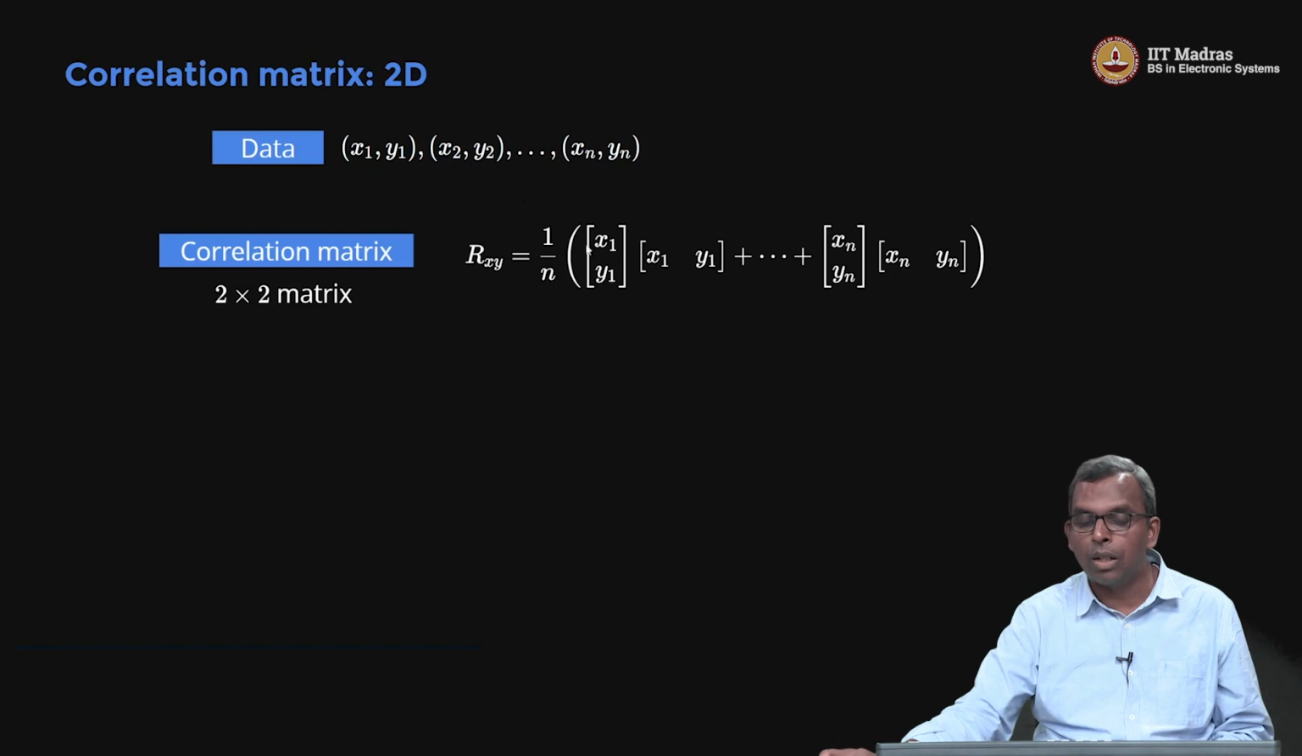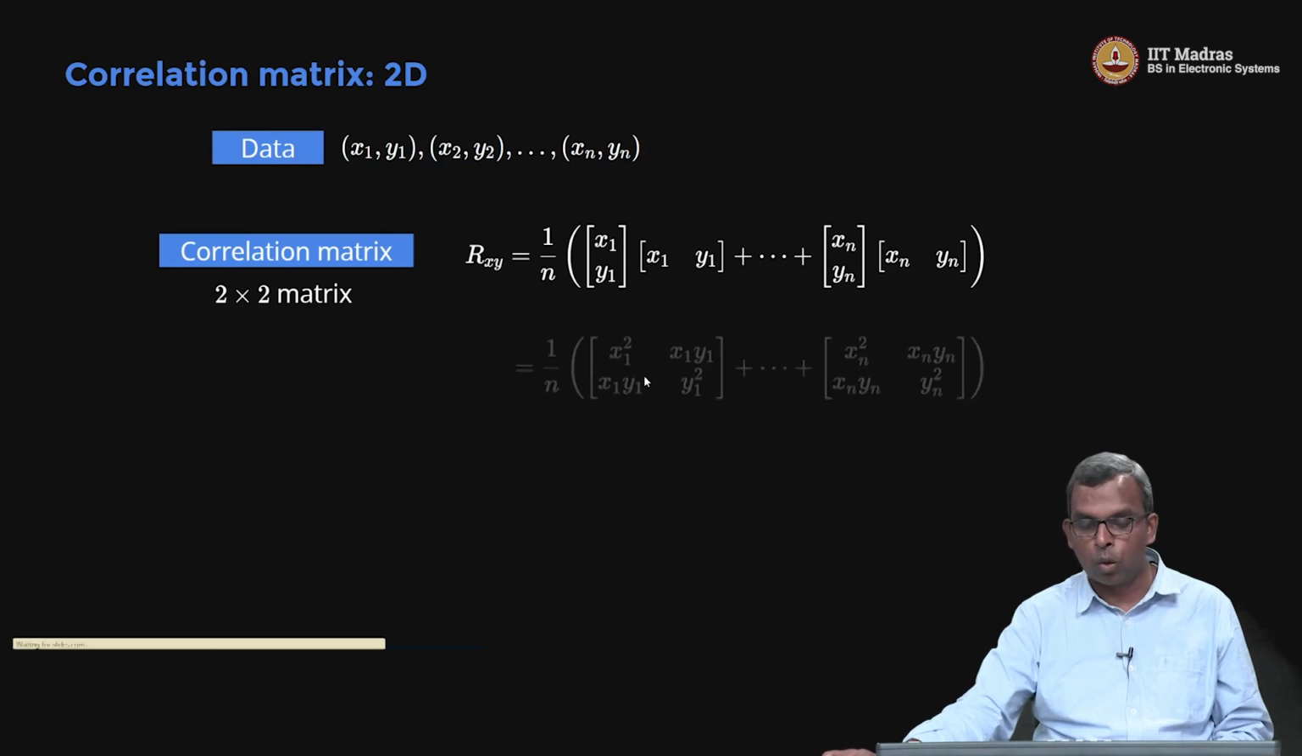So likewise, I do that for every data point I have. I do it for x1, y1, I will do it for x2, y2, and so on till xn, yn. And then I will average, I will just divide by n. So this gives me a 2 by 2 matrix, and that I am going to call a correlation matrix. This sort of collects all the correlations that I can possibly have together in the data. So this computes the correlation matrix.